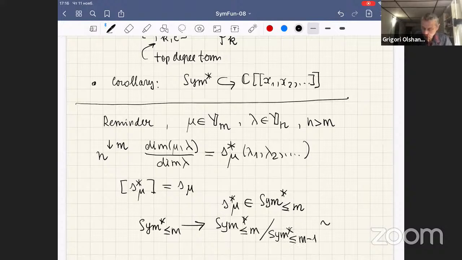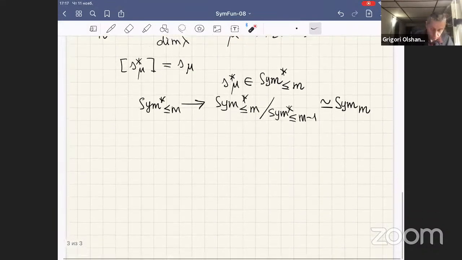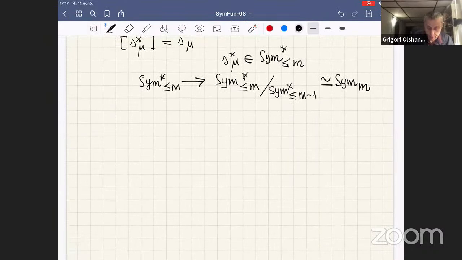And this is canonically isomorphic to the degree m component in the algebra of symmetric functions. Under this map, this is just the image in this homogeneous component, and the claim is that we get a conventional Schur function. It's easily verified from the definition of this object. So this was essentially the reminder.